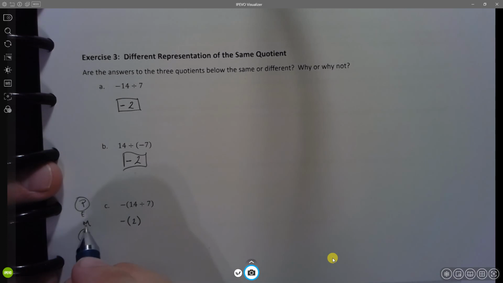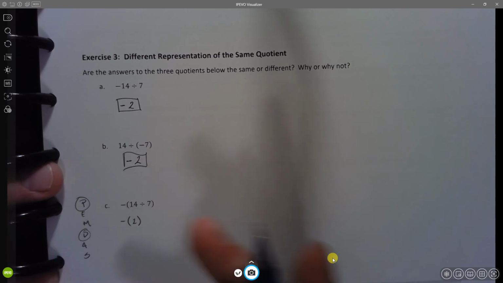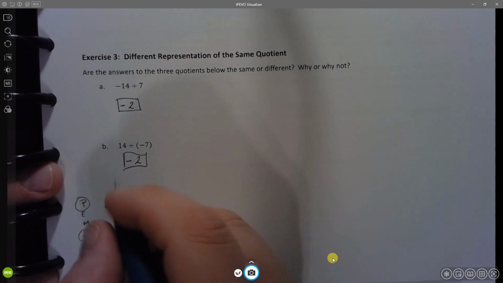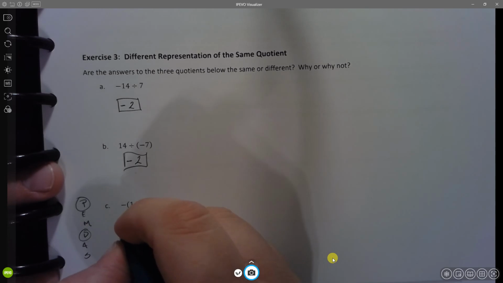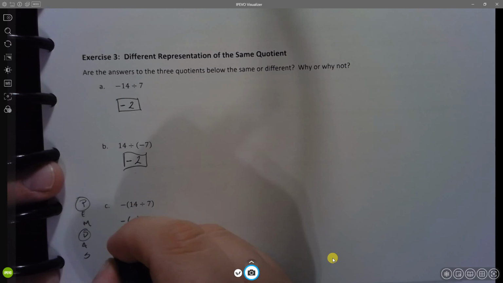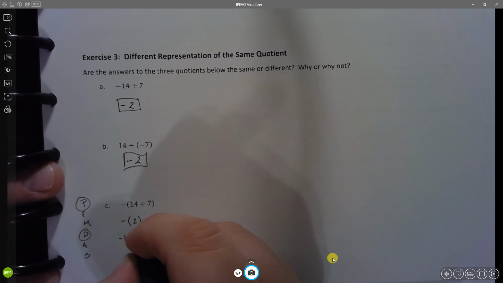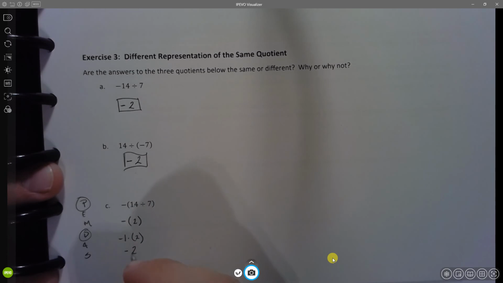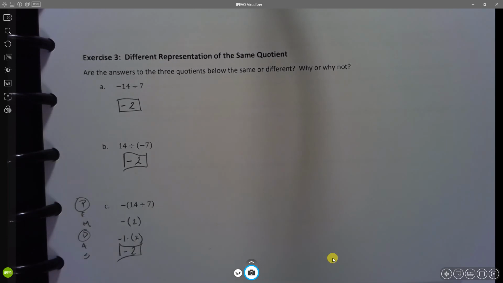Now I can do the multiplication. What do you mean, Mr. Hale? There's multiplication here? Yes, there is. If you remember, whenever you see a negative in front of the parentheses, that's the same as having an understood 1 there. So it's negative 1 times 2. What's negative 1 times 2? A negative 2. So it's the same answer all 3 ways.